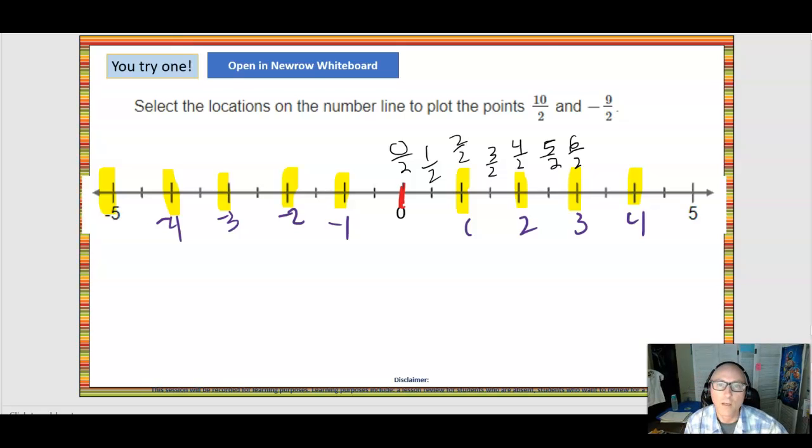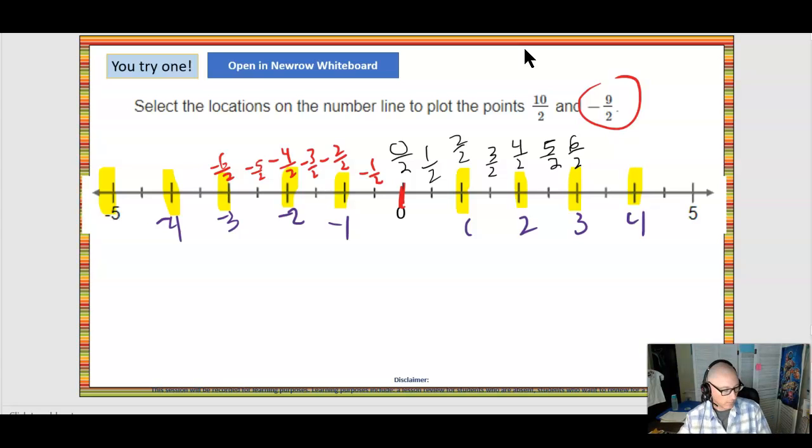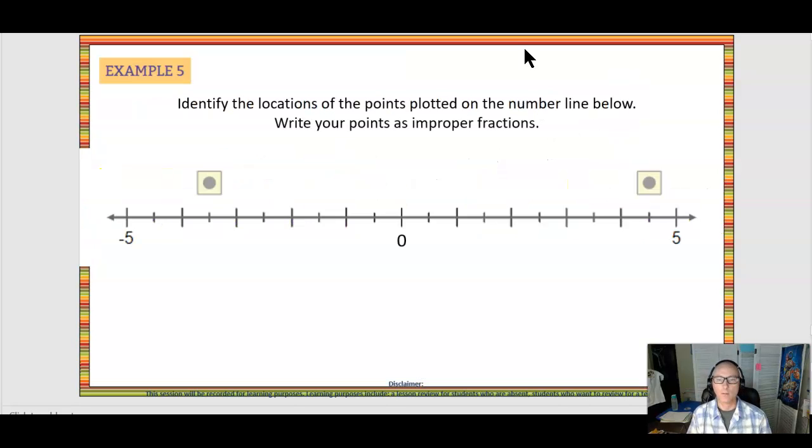Let's go negative. Let's see, negative 9 halves. This is negative 1 half, negative 2 halves, negative 3 halves, negative 4 halves, negative 5 halves, negative 6 halves. Am I doing this right? Yeah, I think so. And so on until you get to 9 halves. You can do it. I'm not doing everything for you. Come on. I think I am.